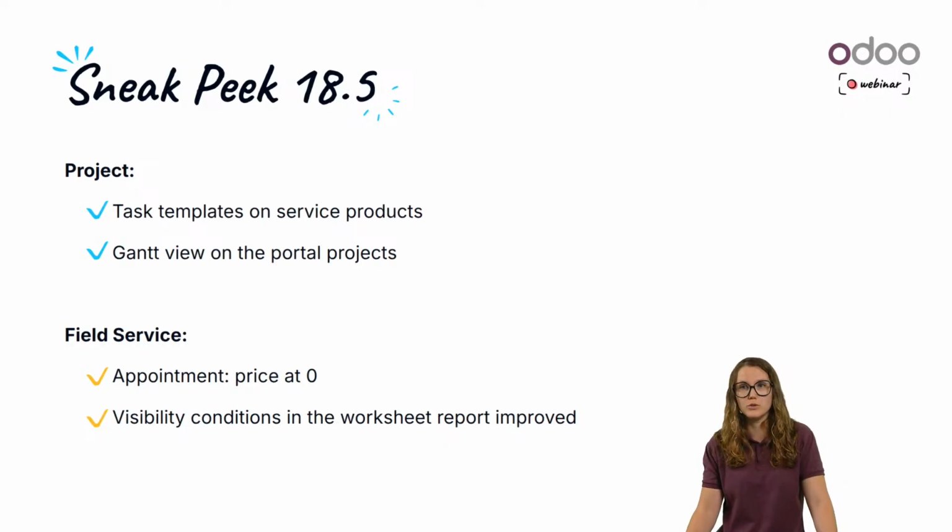What you could also do is put a task template with some subtasks linked to it, so you could have one service line in your sales order that triggers multiple tasks in a project. So again, that's a great improvement for the project app. And the next one, we have the Gantt view on the portal of projects. So whenever you are sharing a project with a portal user, the Gantt view will be available.